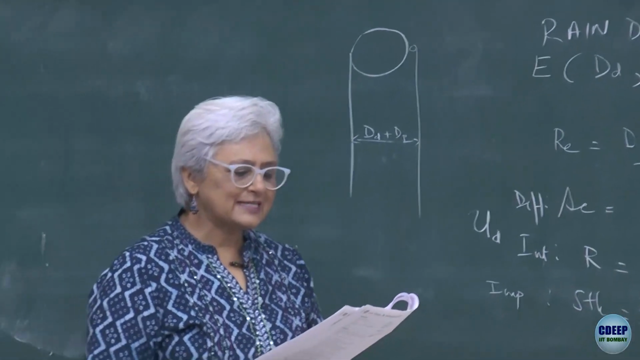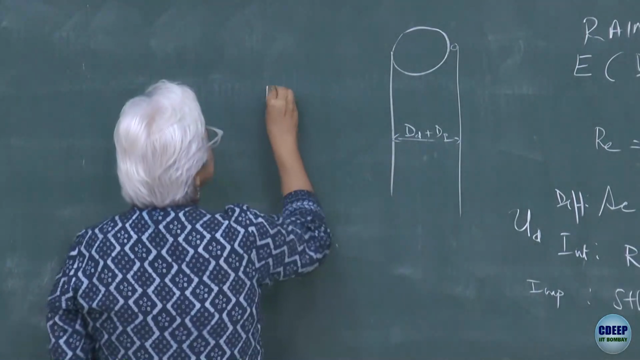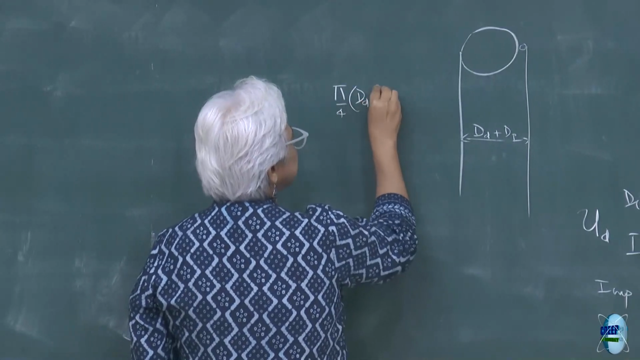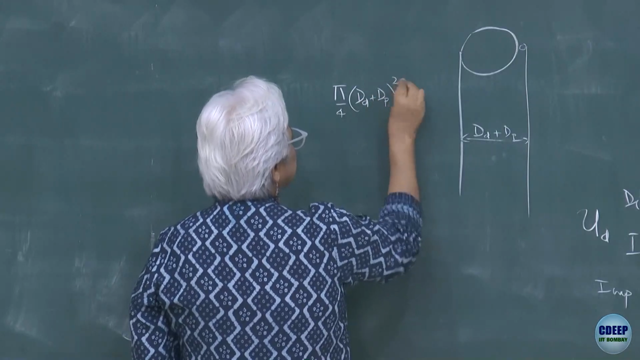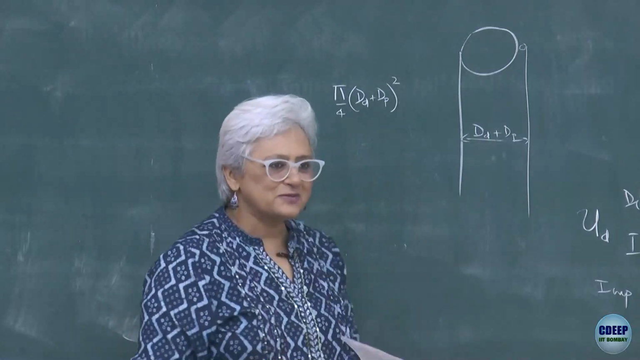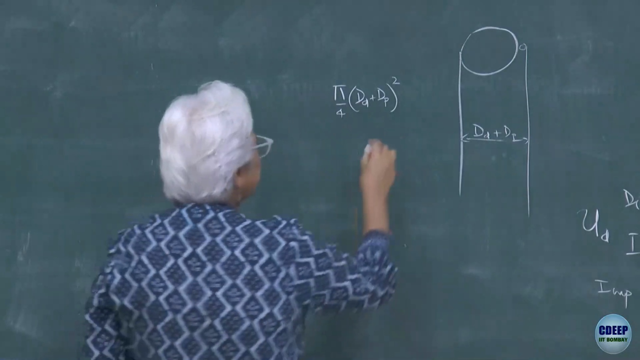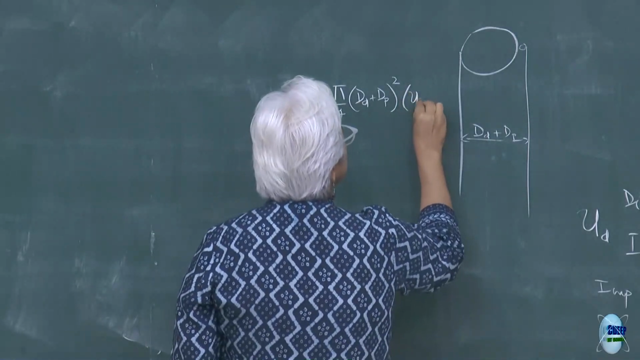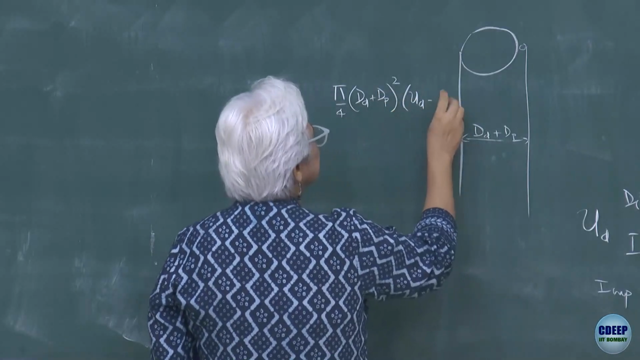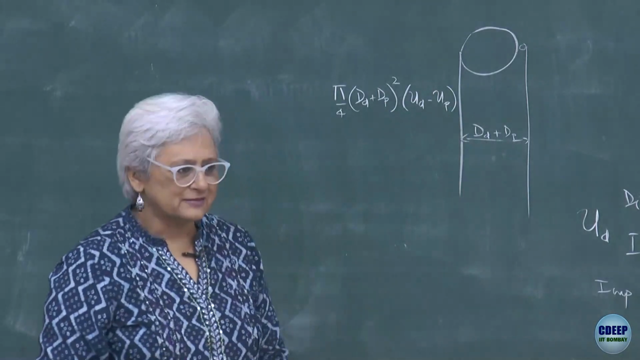So you have it getting swept out, and let's assume that this is pi by 4 times the drop diameter plus the particle diameter, and this is the projected area that's getting swept out. And what is then the rate? The rate over here is going to be a deposition velocity, the terminal settling velocity of the drop minus the particle, right?